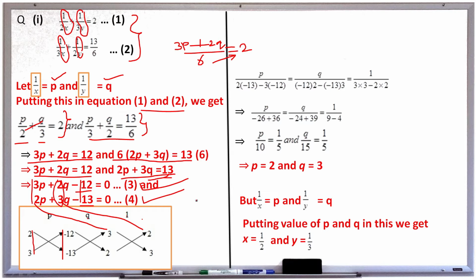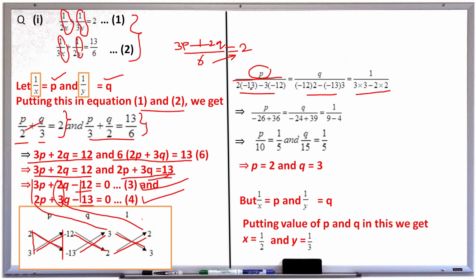Now p by, writing p in the numerator, the denominator you get by cross multiplying: 2 into minus 13 minus 3 into minus 12. Similarly q by minus 12 into 2 minus minus 13 into 3. Similarly 1 by 3 into 3 minus 2 into 2. So the cross multiplication will help you to simplify.